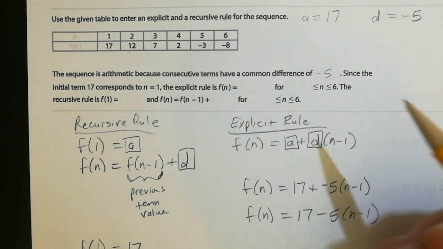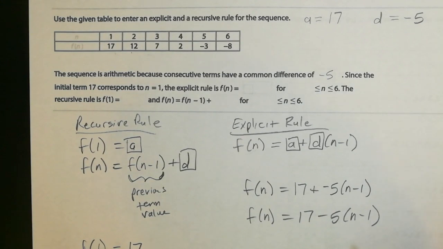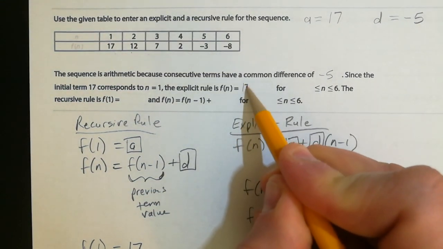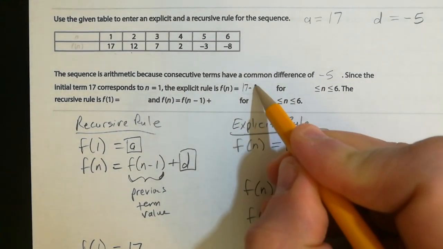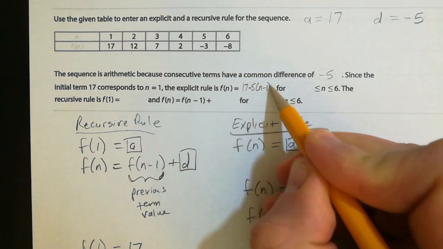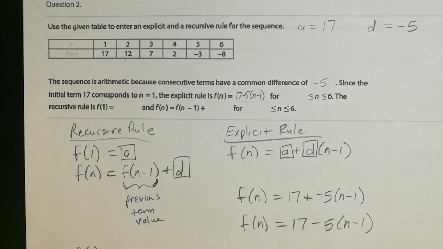So the explicit rule, which I'll try to squeeze in here so that I can write them in. So 17 minus 5 times n minus 1. Now, yeah, this is a little bit picky. I wish I could change these problems, but I really can't.